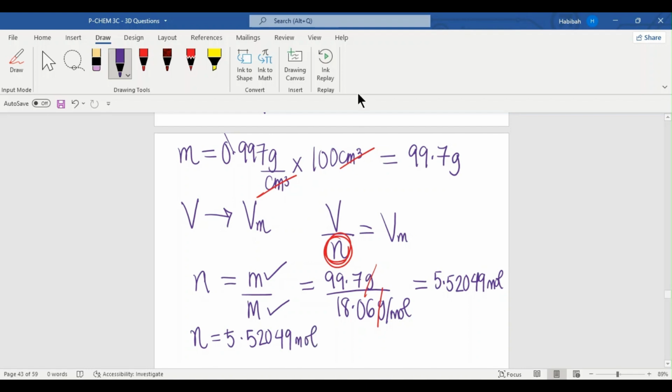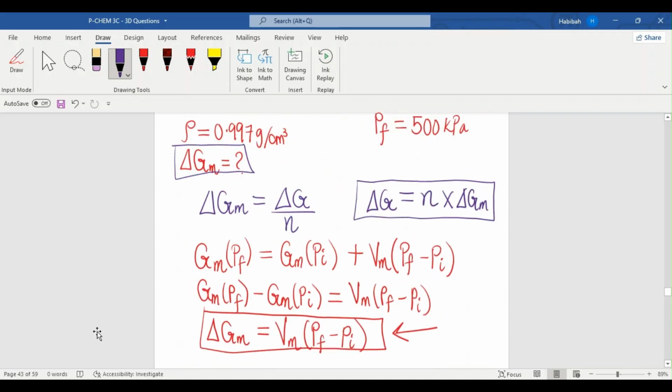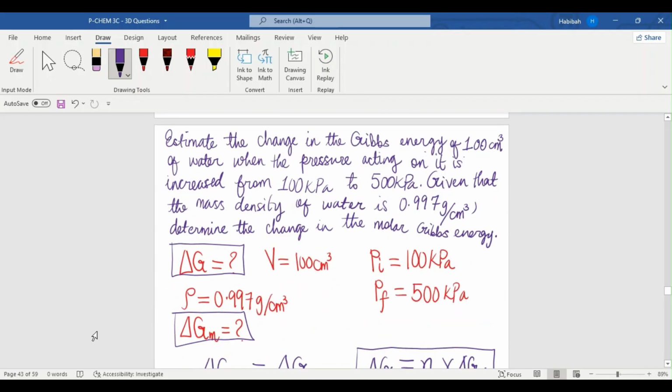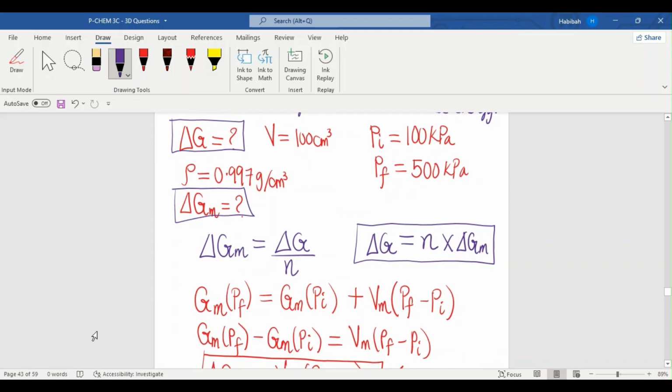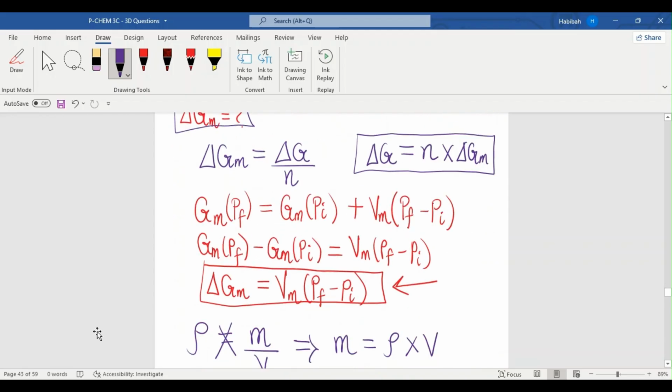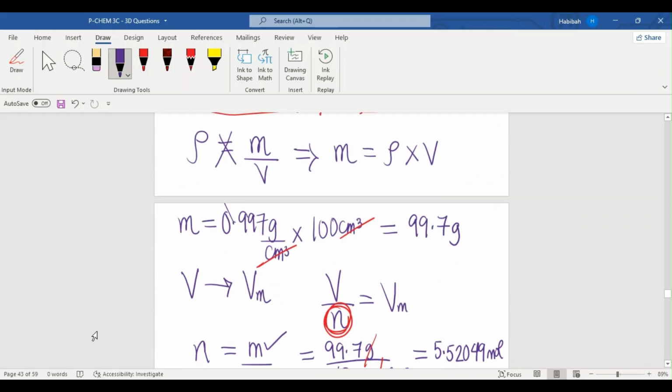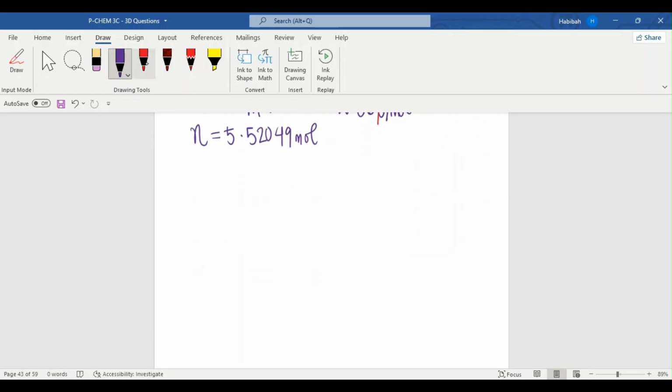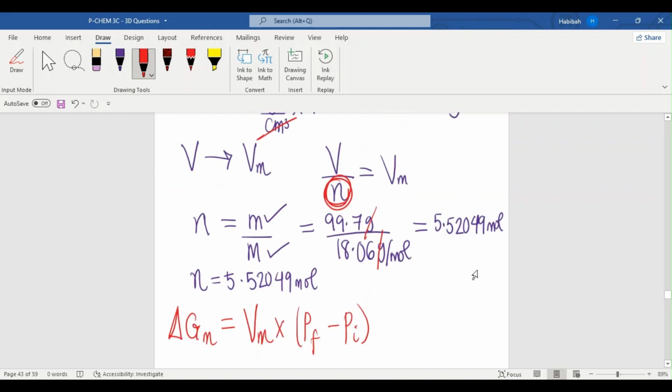Now, the work is not even close to being done, right? Because this question would require a much more complex solution, not difficult, just a little bit more complex. So rewriting our formula, let me rewrite it here so I don't have to go back and forth. We know the change in molar Gibbs energy is the molar volume multiplied by P final minus P initial. The molar volume, we still don't know what that is, but we have the number of moles.